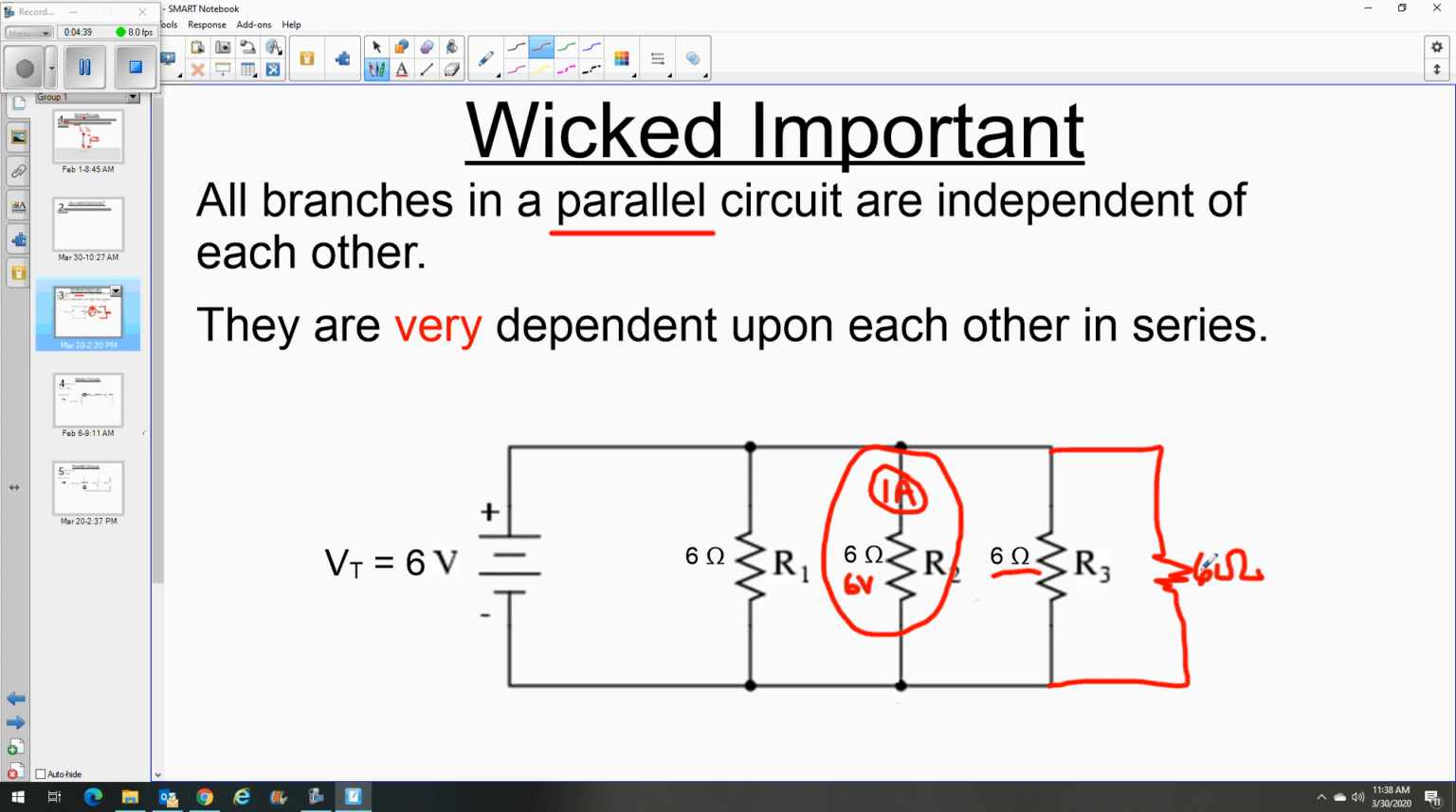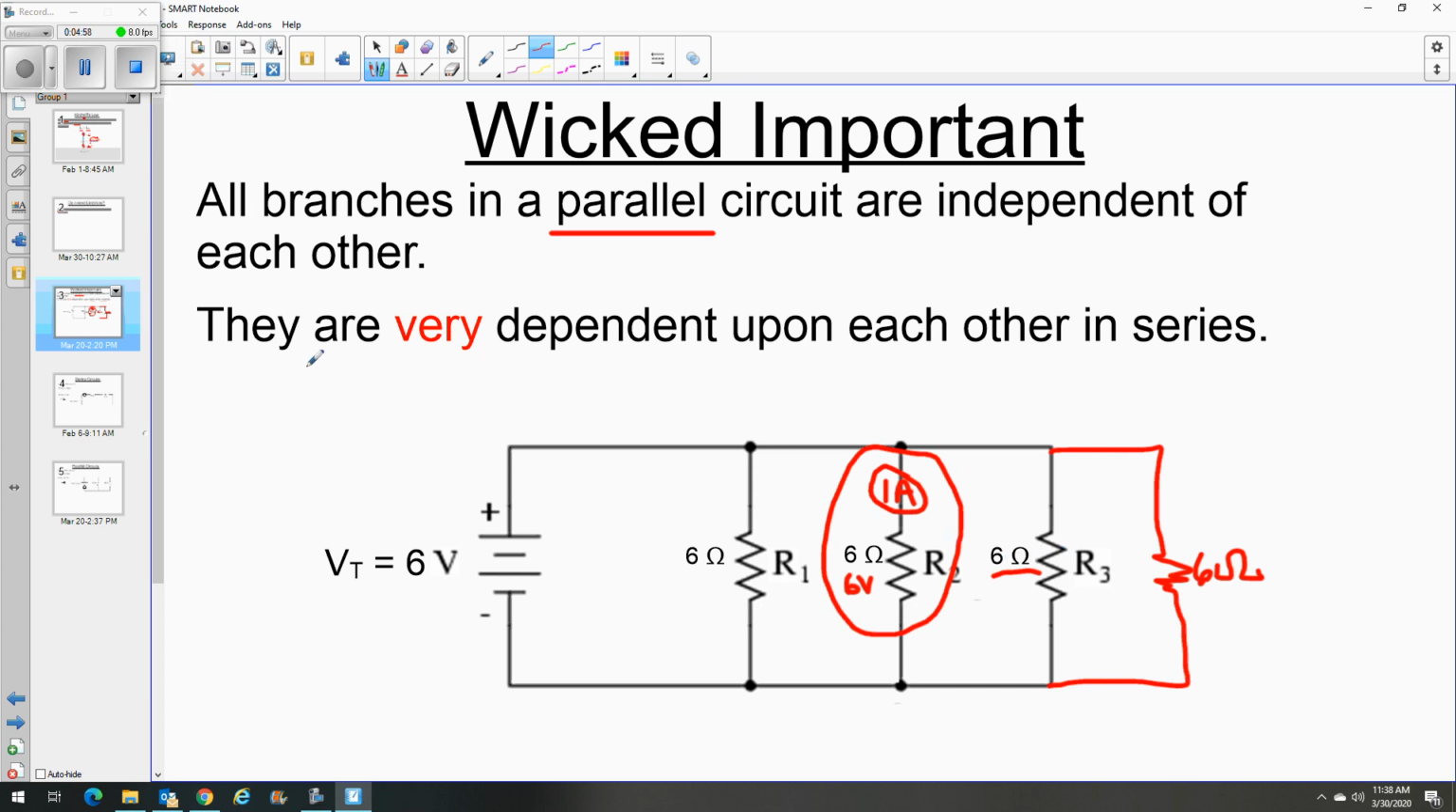So if these were light bulbs, adding or removing a light bulb will not affect the brightness of any of the other branches, which is why your house is wired in parallel, because when you turn the toaster on, you don't want the blender to then run at half speed. So in a parallel circuit, all items, all branches are independent of each other.